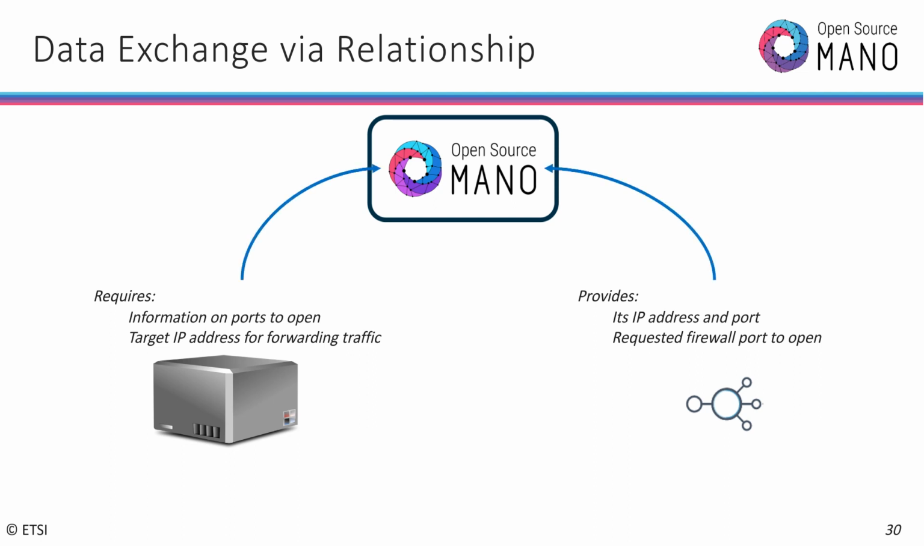So both of these things will be pulled together by Open Source MANO. As part of the network service descriptor, I can say, well, this one VNF that I'm going to be deploying provides a certain amount of information, and this PNF that already exists requires that information. So it's going to establish that relationship between them. And as things are starting up and being deployed, it will then go ahead and exchange that data, allowing the firewall to open its port and forward traffic to the load balancer.